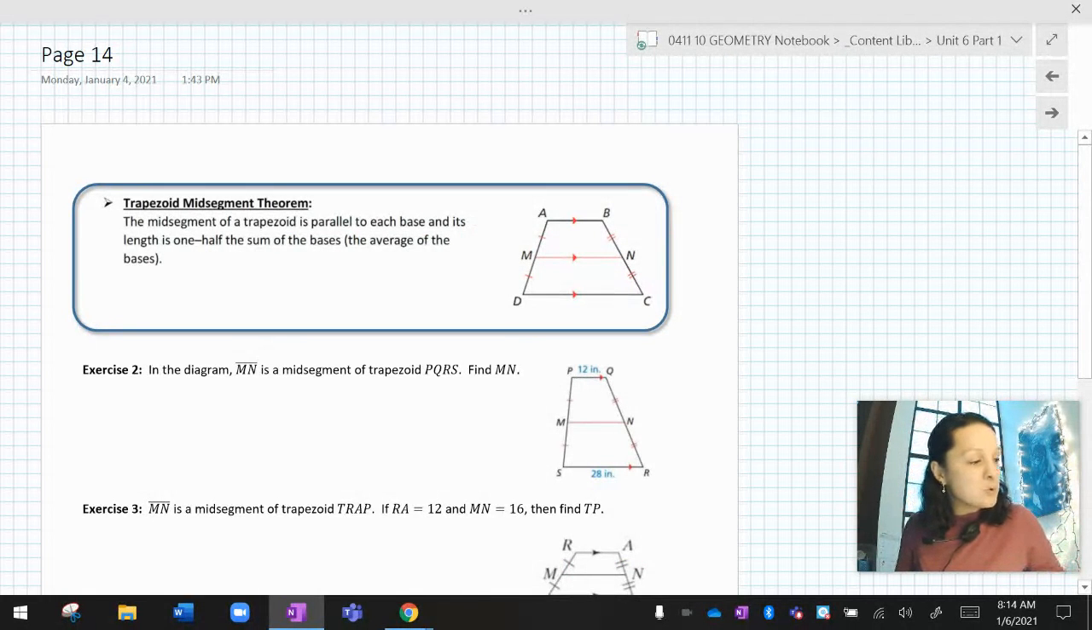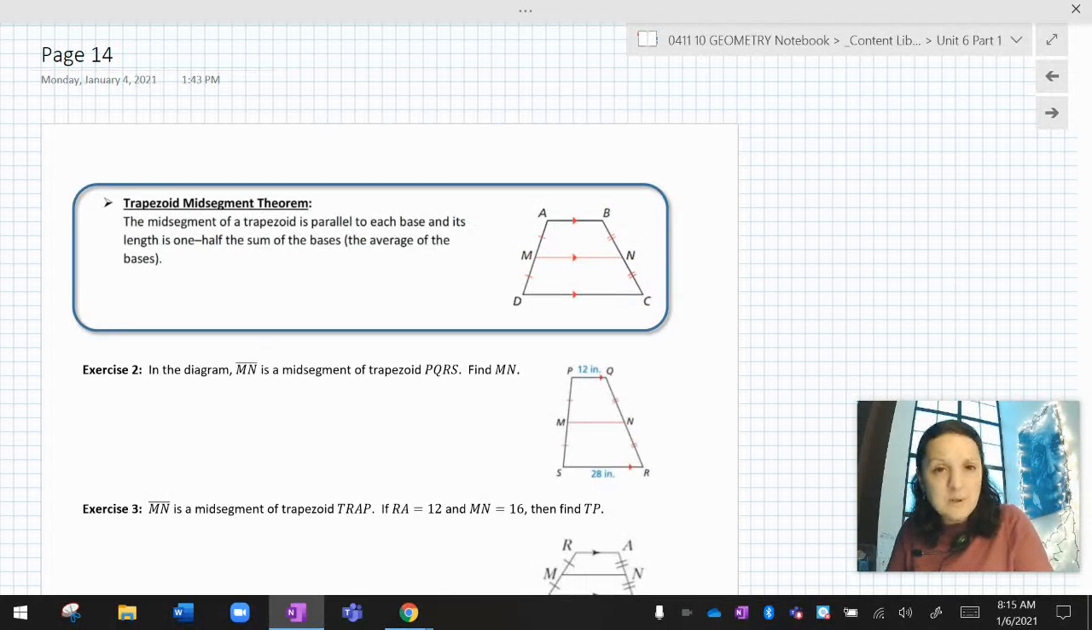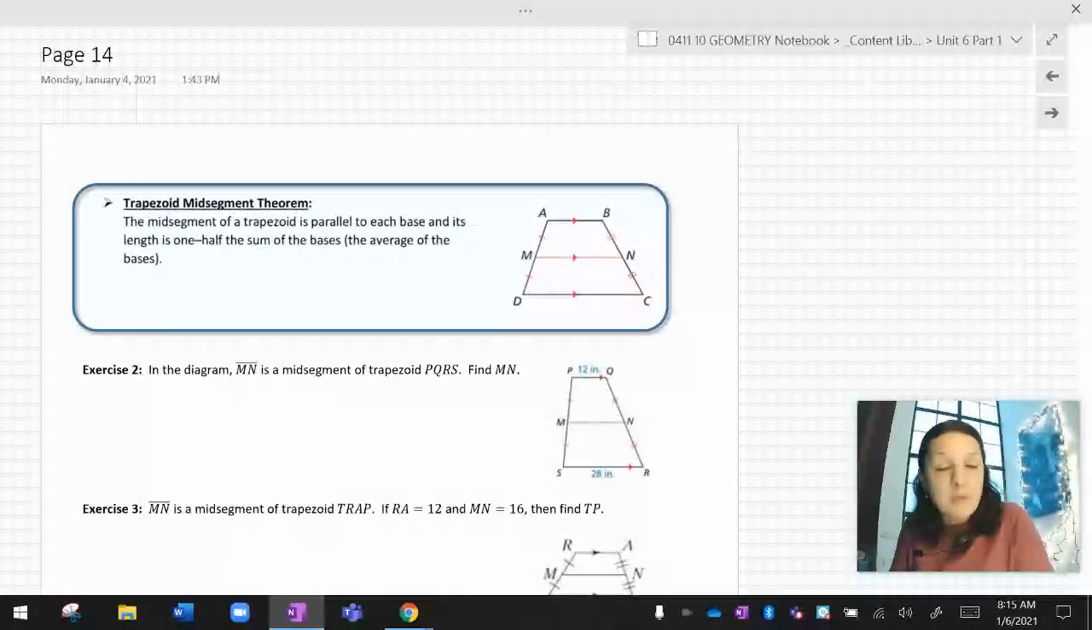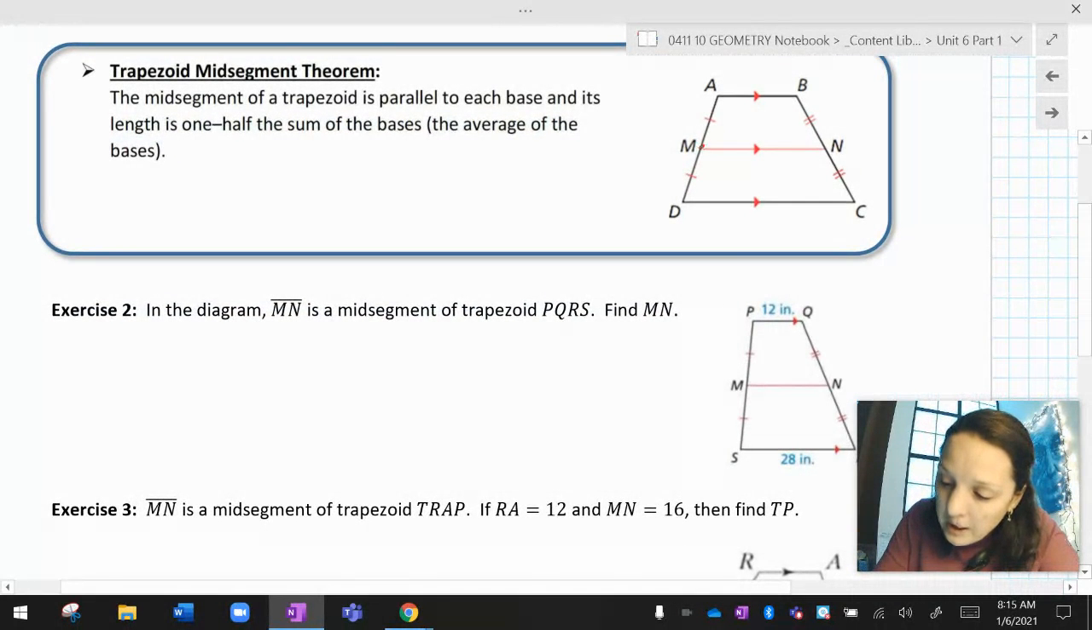Now, what about the trapezoid midsegment theorem? Well, wait, a midsegment. We've talked about those before. Midsegments of a triangle are something that connects two opposite midpoints. Same thing in a trapezoid. If I draw a trapezoid and I find the midpoint of AD and call it M, and the midpoint of BC and call it N, and then I connect them, I get another midsegment. This thing right here is the midsegment.